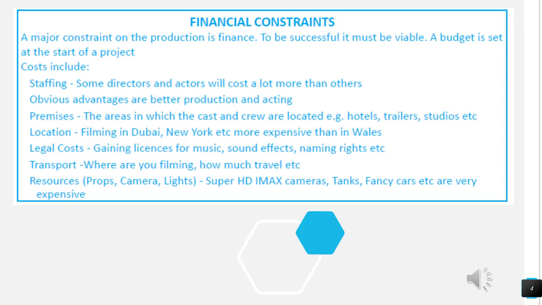Think about transport. Whereabouts are you filming? How much is it going to cost to get everybody over there? The same with resources. If you want to film in Super HD IMAX, then you need to get those cameras. You need to make sure that you have all the equipment. If you want to film a big war film and you need to get tanks and props and guns and uniforms, that costs a lot of money. So all of these things are financial constraints. They can have a major effect on the production. You need to think carefully what these constraints are and alternatives of what you could do.